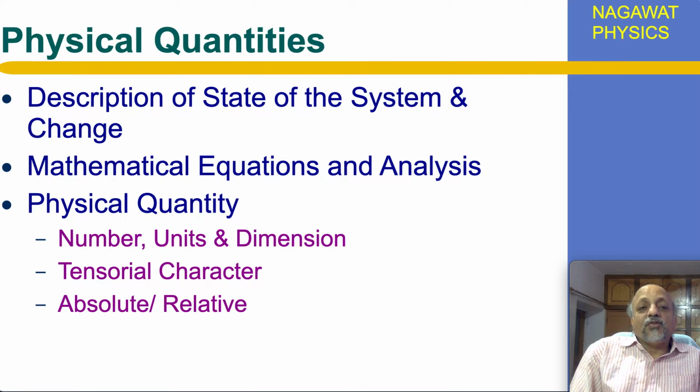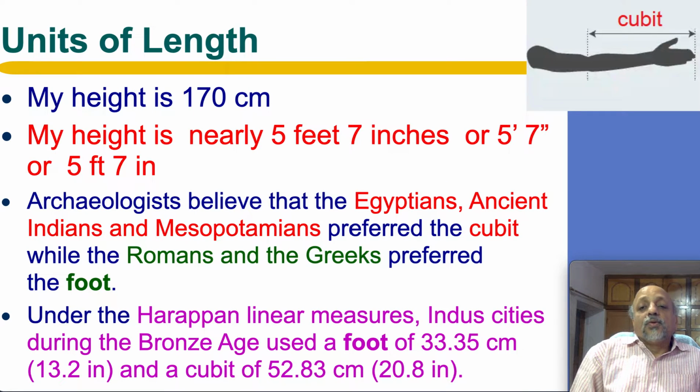Length is a physical quantity, and length has a dimension of length, but there are many synonyms of length which also have importance: height, width, breadth, perimeter, circumference. All these quantities have dimensions of length. Suppose someone asks you what is your height, you will specify it.